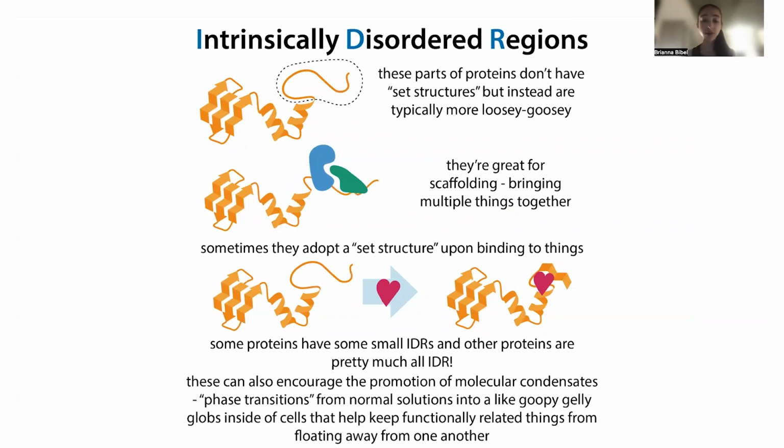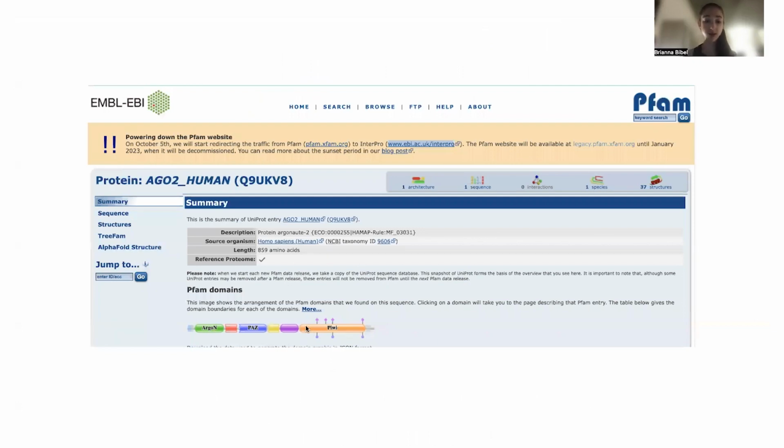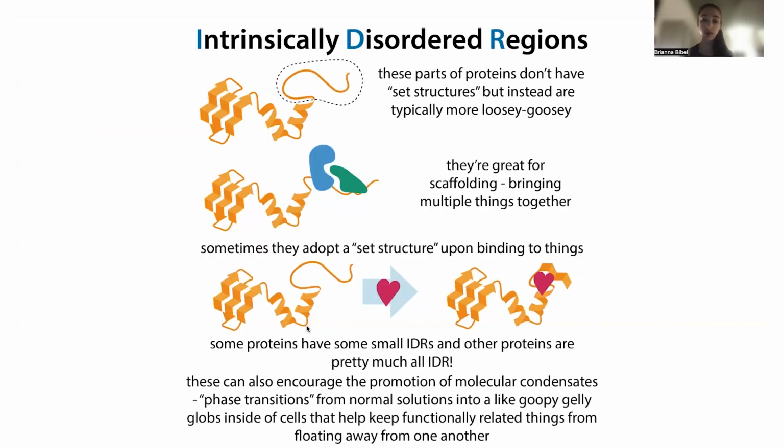Sometimes when they bind to different proteins, and it doesn't have to be proteins, they can bind to nucleic acids, they can bind to lipids, all sorts of different things. But sometimes they adopt a set structure. Once they bind, they snap into place. Whereas others are always more flexible. So some proteins just have some small IDRs, so you would just see little regions in between these domains that are more flexible. But sometimes proteins are almost entirely IDR.